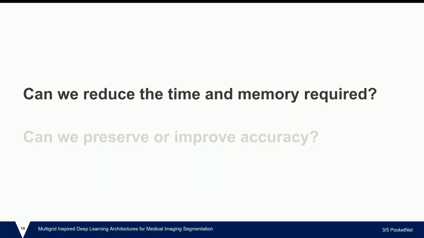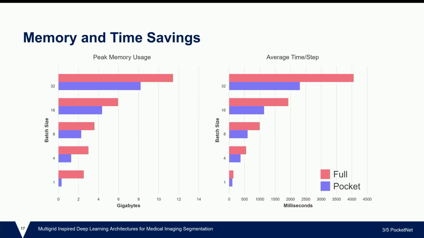So to answer the question, can we use this to reduce the time and memory required to train these models for 3D medical imaging segmentation? The answer is yes. If we were to just use, say, a basic UNet and a 64-cube patch size in this case, you can see our peak memory usage on the left in terms of gigabytes versus several batch sizes. And in some cases, we have up to a 90% reduction in the number of parameters. As for training times, you can see here on the right, we plot the average time per training step versus, again, batch size. And we have, in this case, up to a 40% reduction in the number of parameters. This is just for a basic UNet.